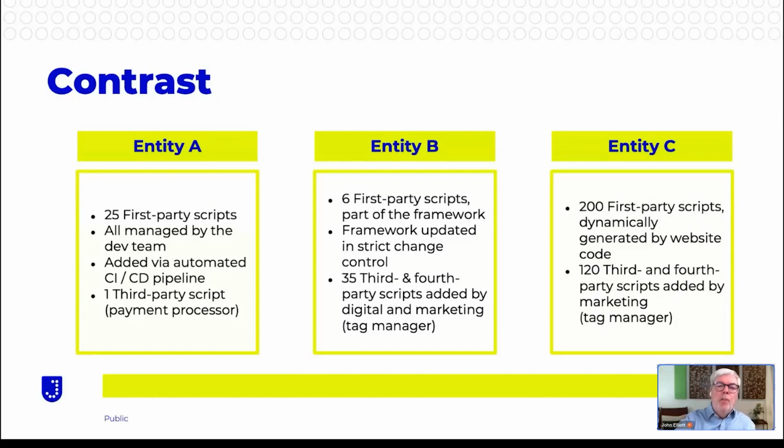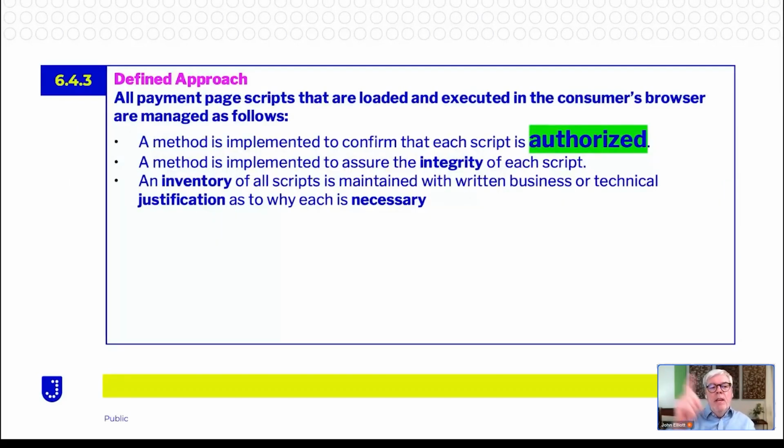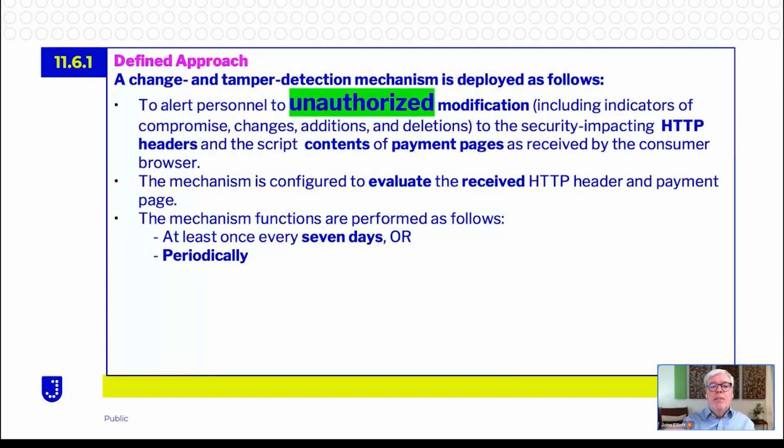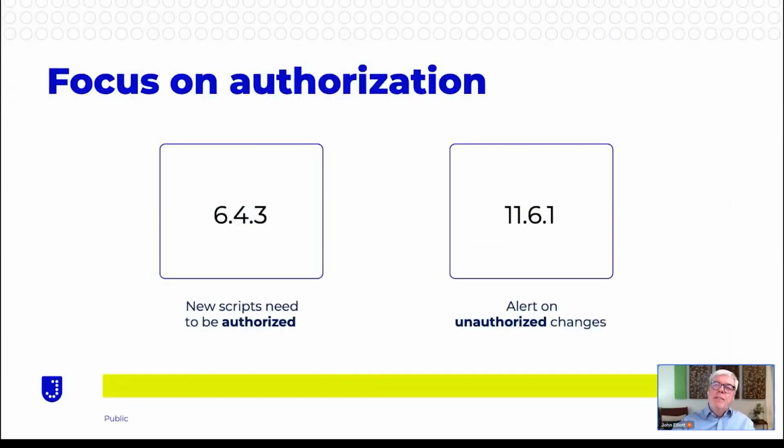What I want you to concentrate on is the words of the standard, because the standard says that you need to confirm that each script is authorized, and you also need to have a method that's going to alert personnel to unauthorized modification. So what I really suggest you focus on when you're thinking about how to implement this in your organization is that authorization stage, because everything else comes from that. The inventory, the justification, the necessity, focuses on the authorization. So 6.4.3, new scripts need to be authorized. 11.6.1, you need to have an alert on unauthorized changes.